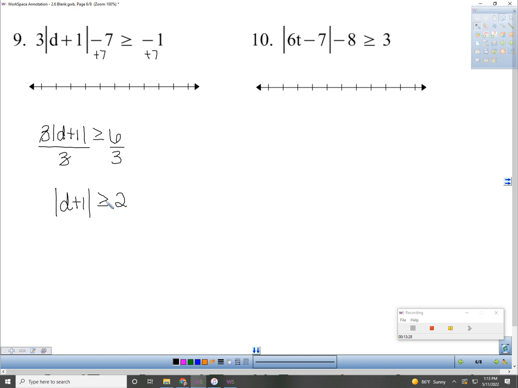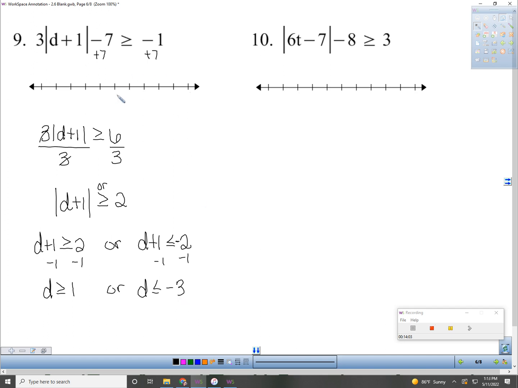Since I have a greater than or equal to, this would be an or. So I'm going to set up my two problems. D plus 1 is greater than or equal to 2, or D plus 1 is less than or equal to negative 2. So if I subtract 1, D is greater than or equal to 1, or, oh, I forgot my negative over here. D is less than or equal to negative 3.